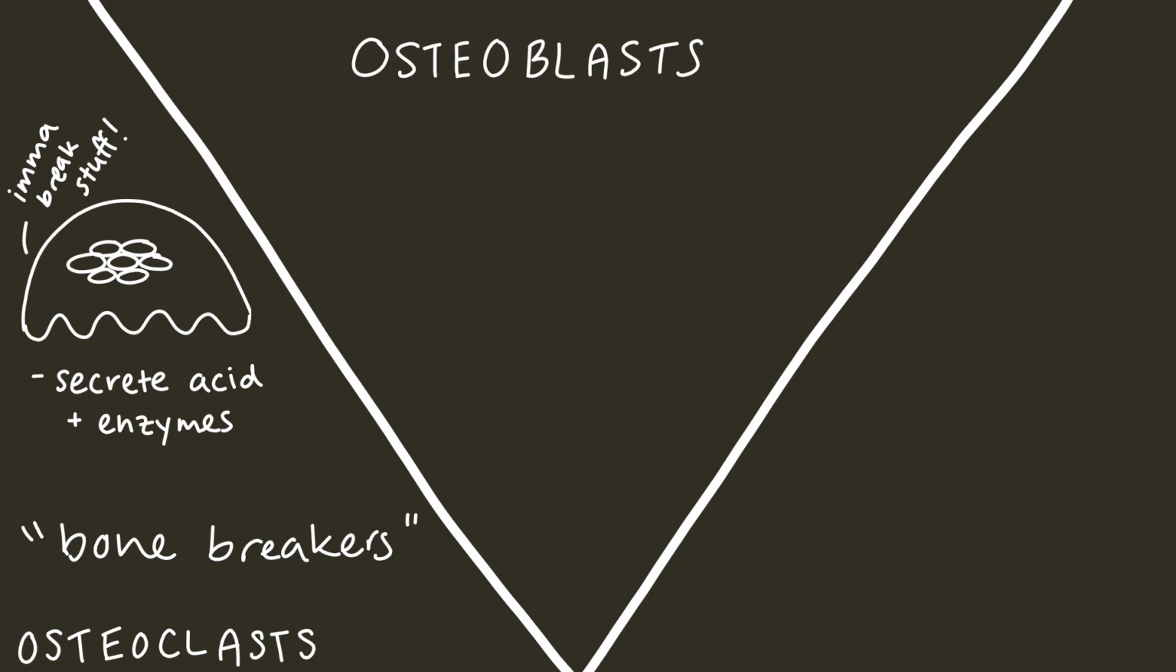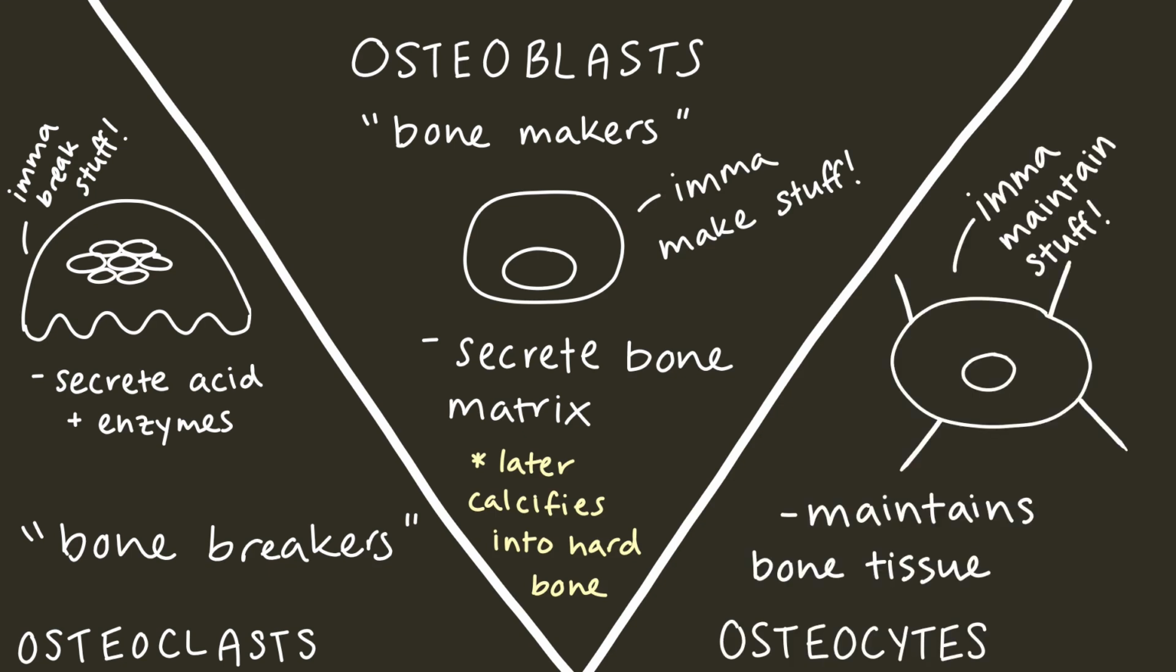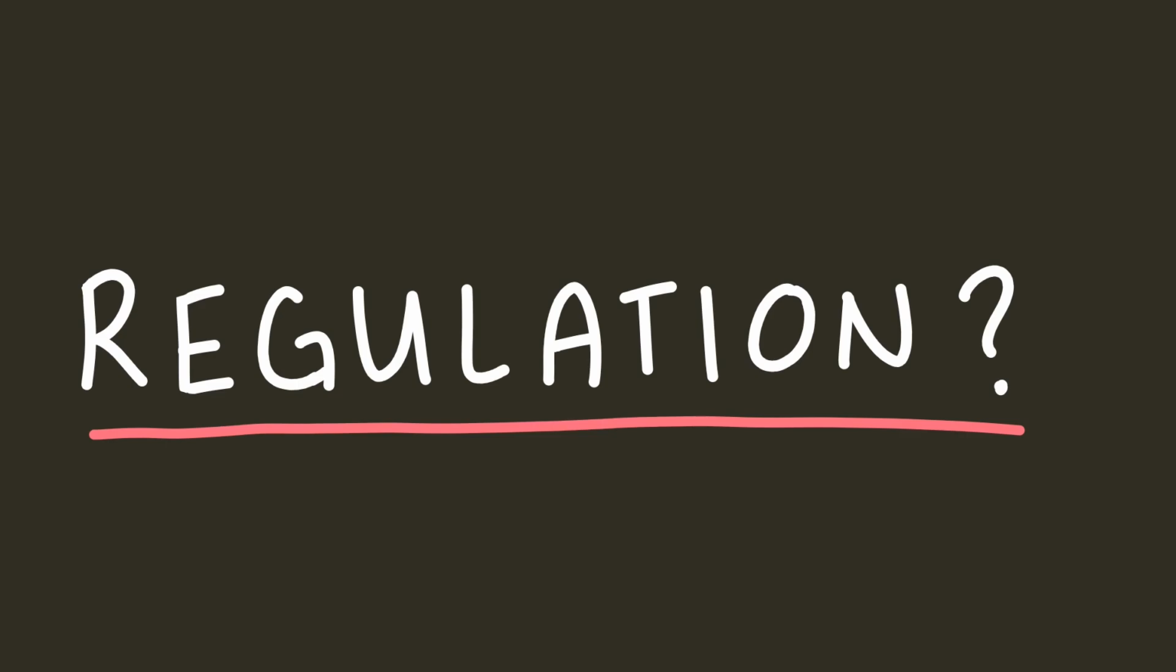Our osteoblasts are our bone makers. They secrete new bone matrix that later calcifies into the hard bone that we all know and love. Our osteocytes work to maintain bone tissue. But how is this regulated? This complex process doesn't just happen willy-nilly.